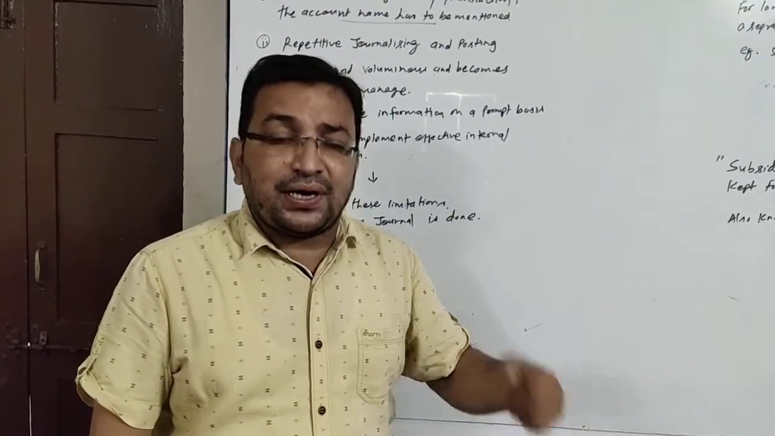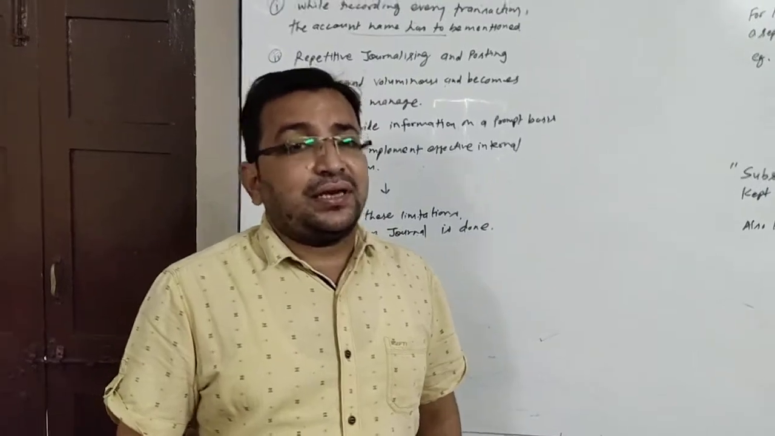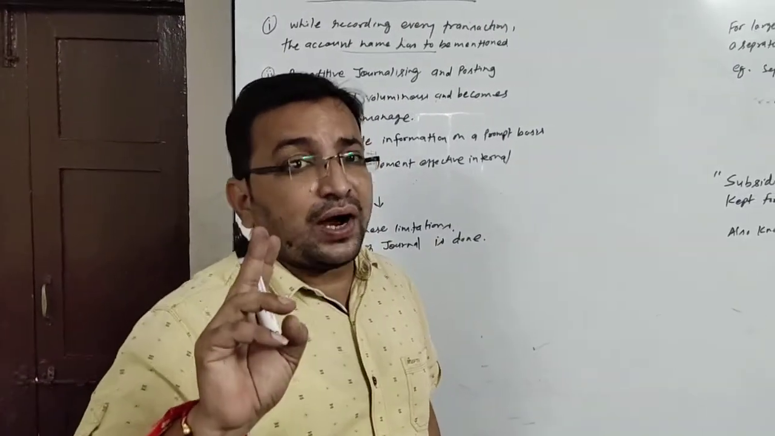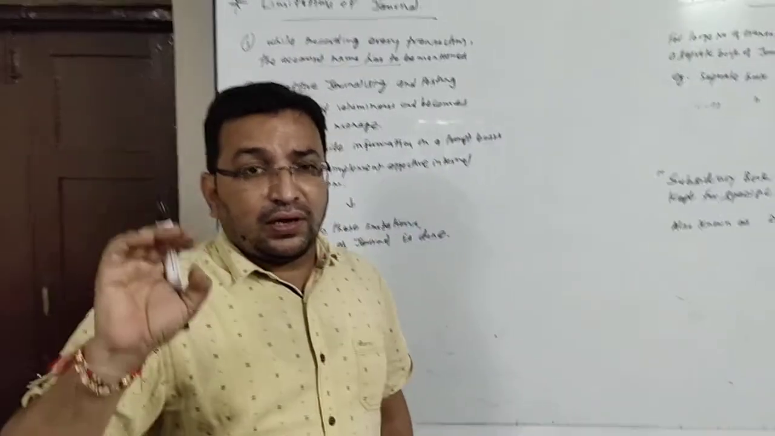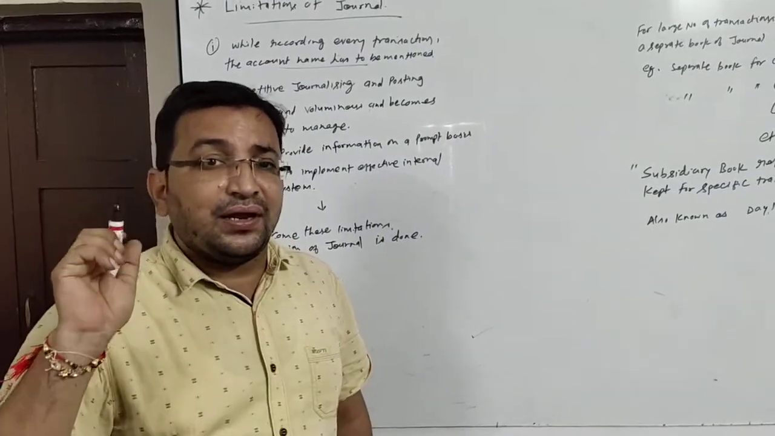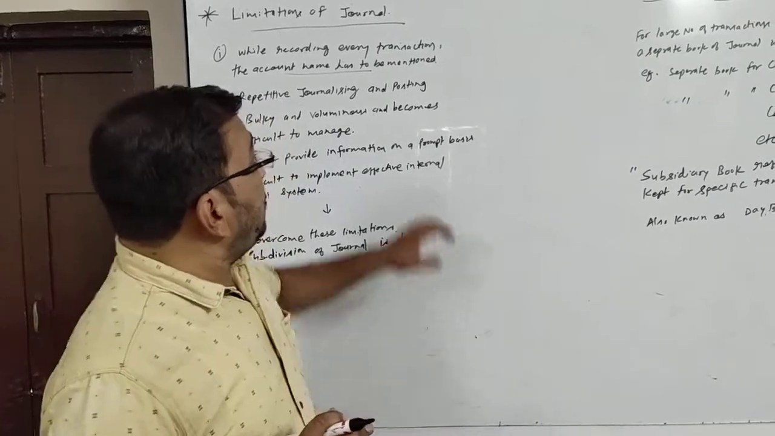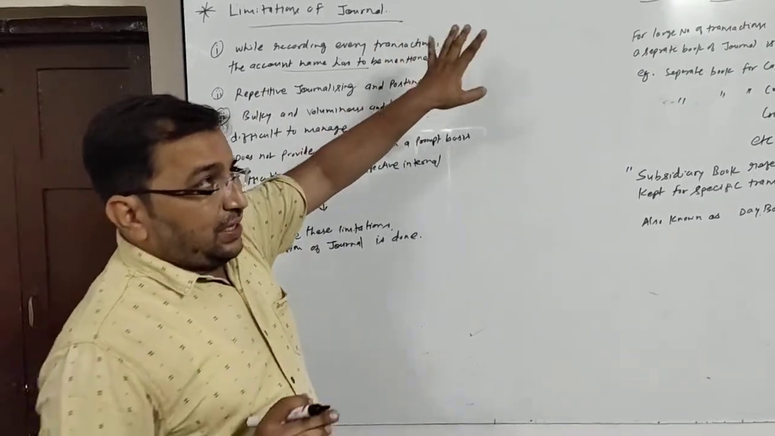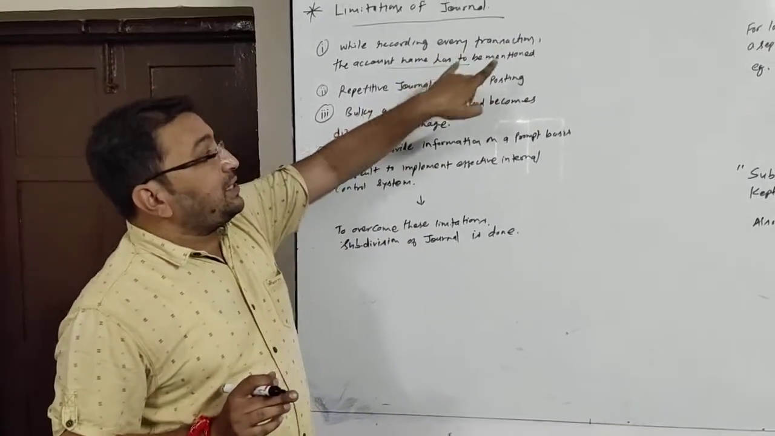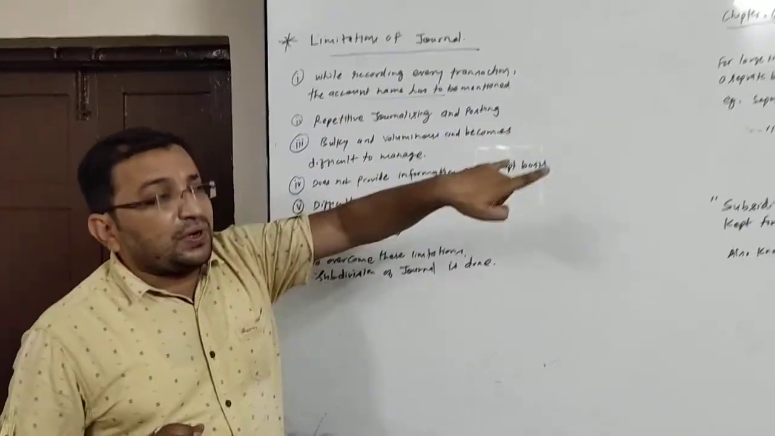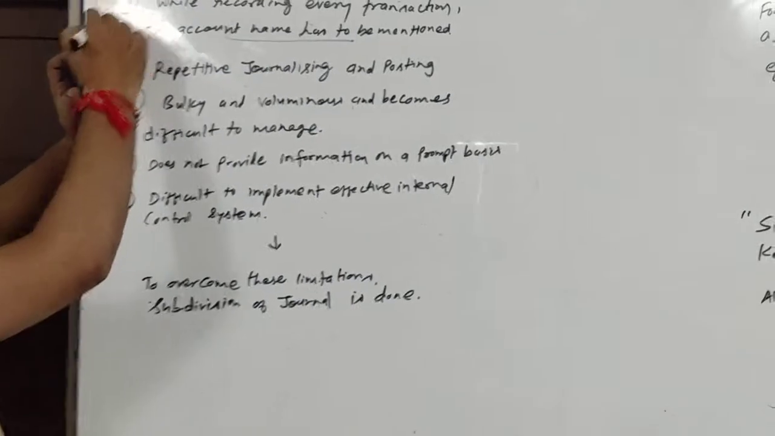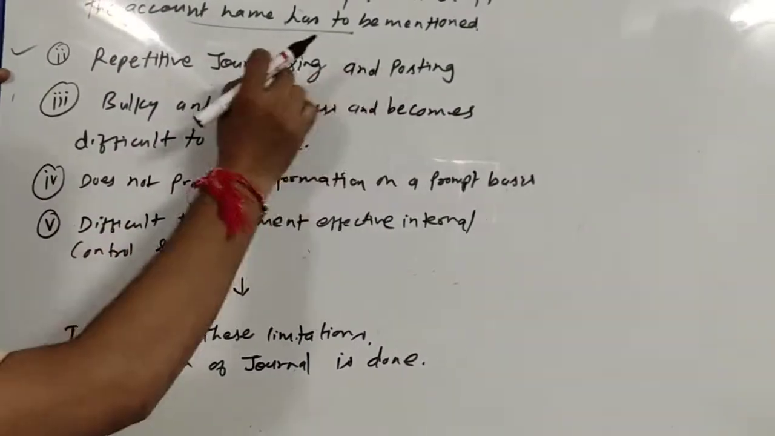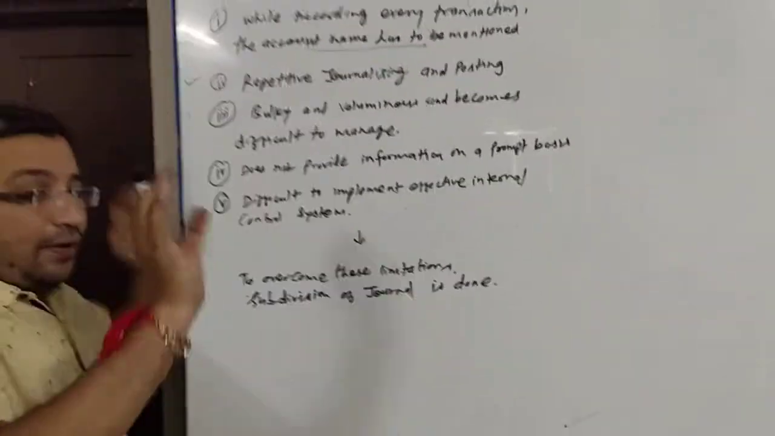But for each and every transaction, we have to mention the name of at least two accounts, two or more accounts. We very well know each and every transaction is affecting at least two accounts. So for each and every transaction, the name of account is to be written, though it is repeated. Second, repetitive journalizing and posting.